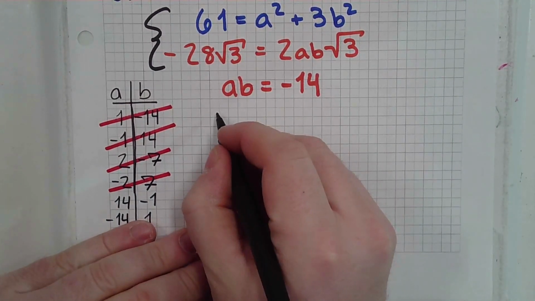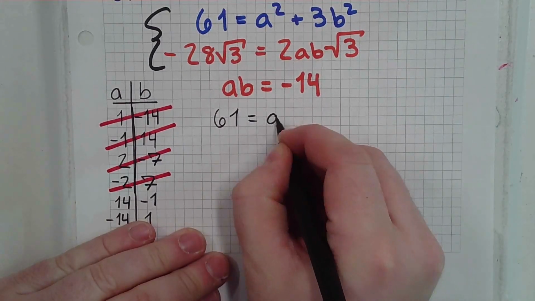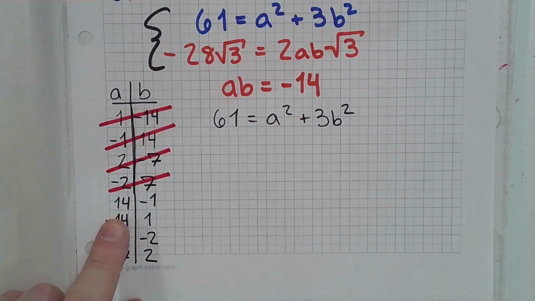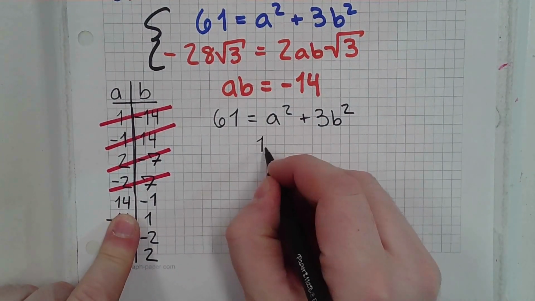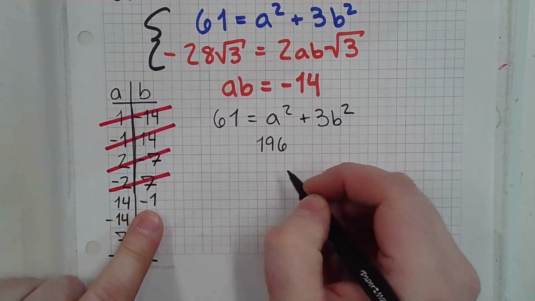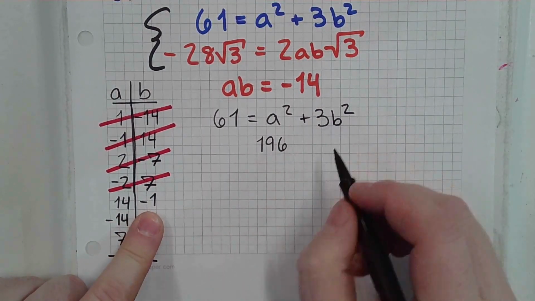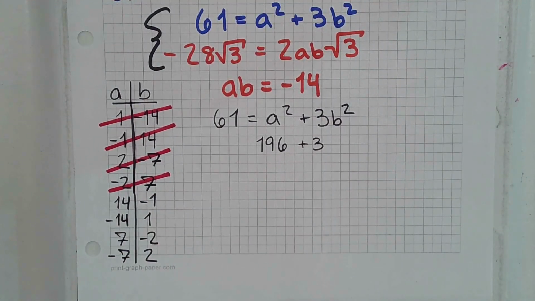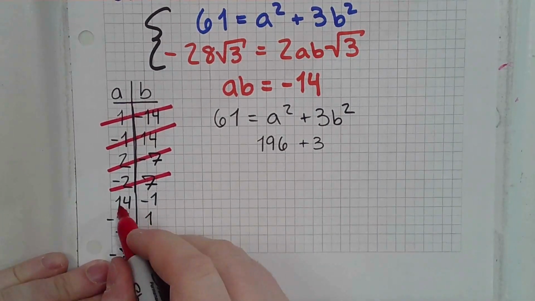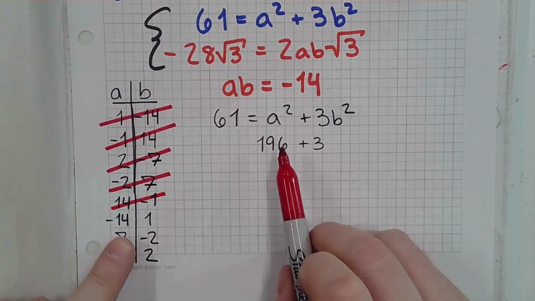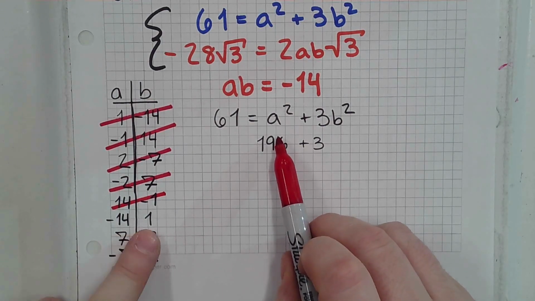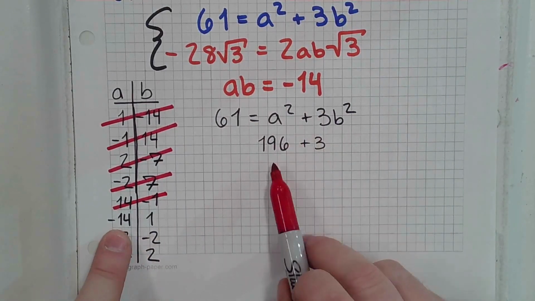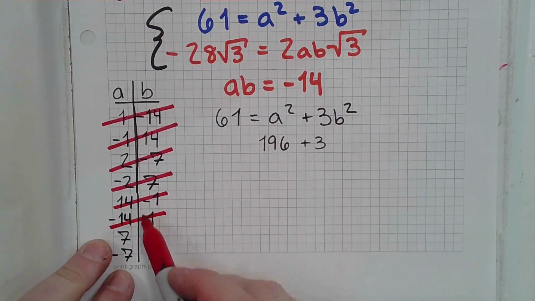So let's think about that. 61 equals a squared plus 3b squared. Well, if a is 14, we get 196. And if b is -1, we get positive 1 times 3, which is 3. So this isn't going to work. 196 plus 3, it's too big. We're going to have the same issue here, right? Because the positive and negative signs aren't going to matter, because once we square them, they're all going to come out positive, right? Just like this did. So if that didn't work, this won't work either.